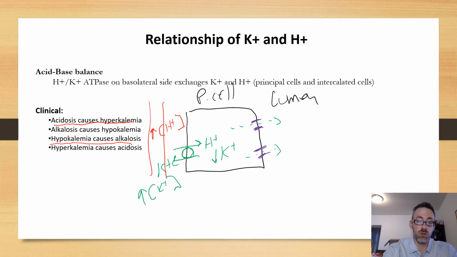The reverse is true for alkalosis. For alkalosis, we have a drop in our proton concentration, which means our pH is going up.